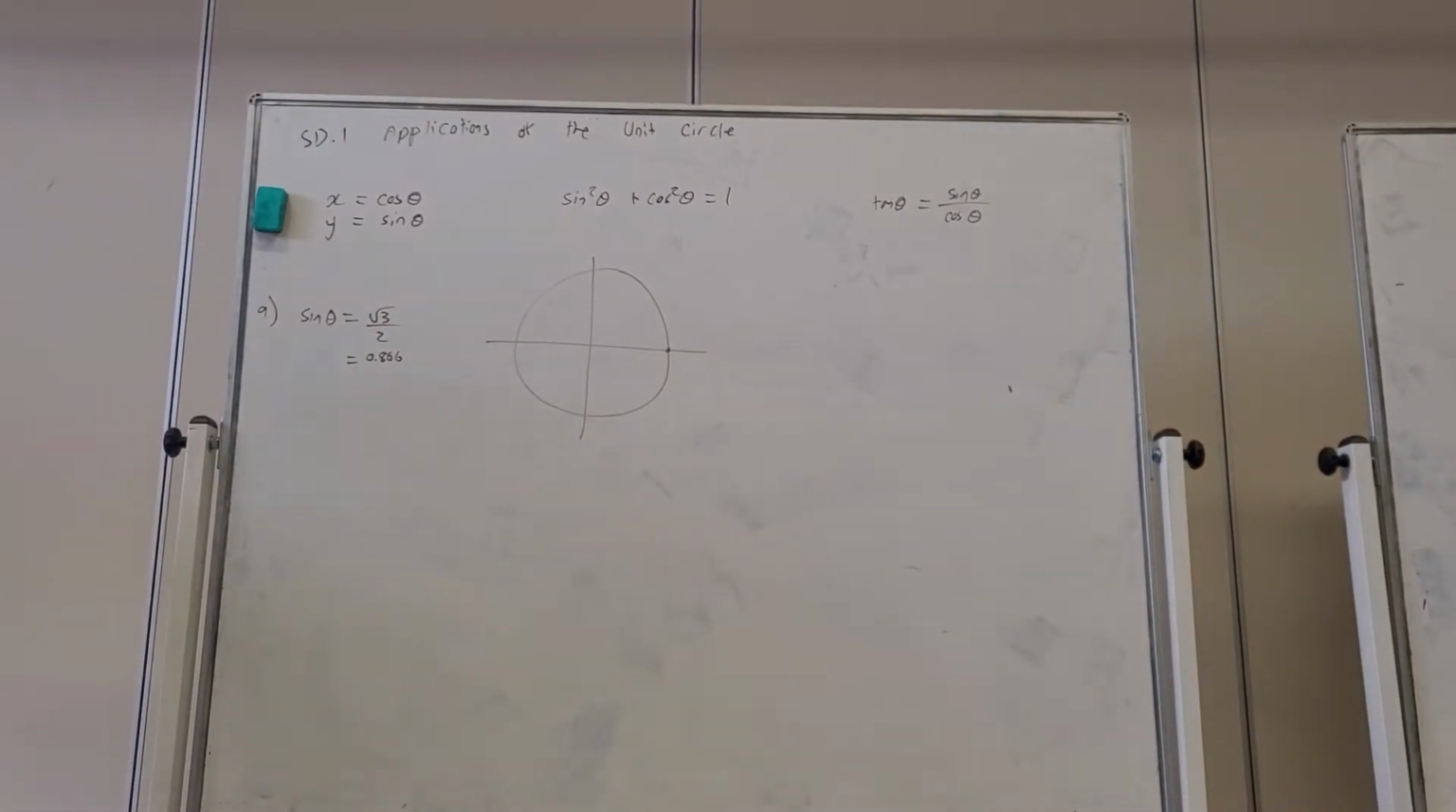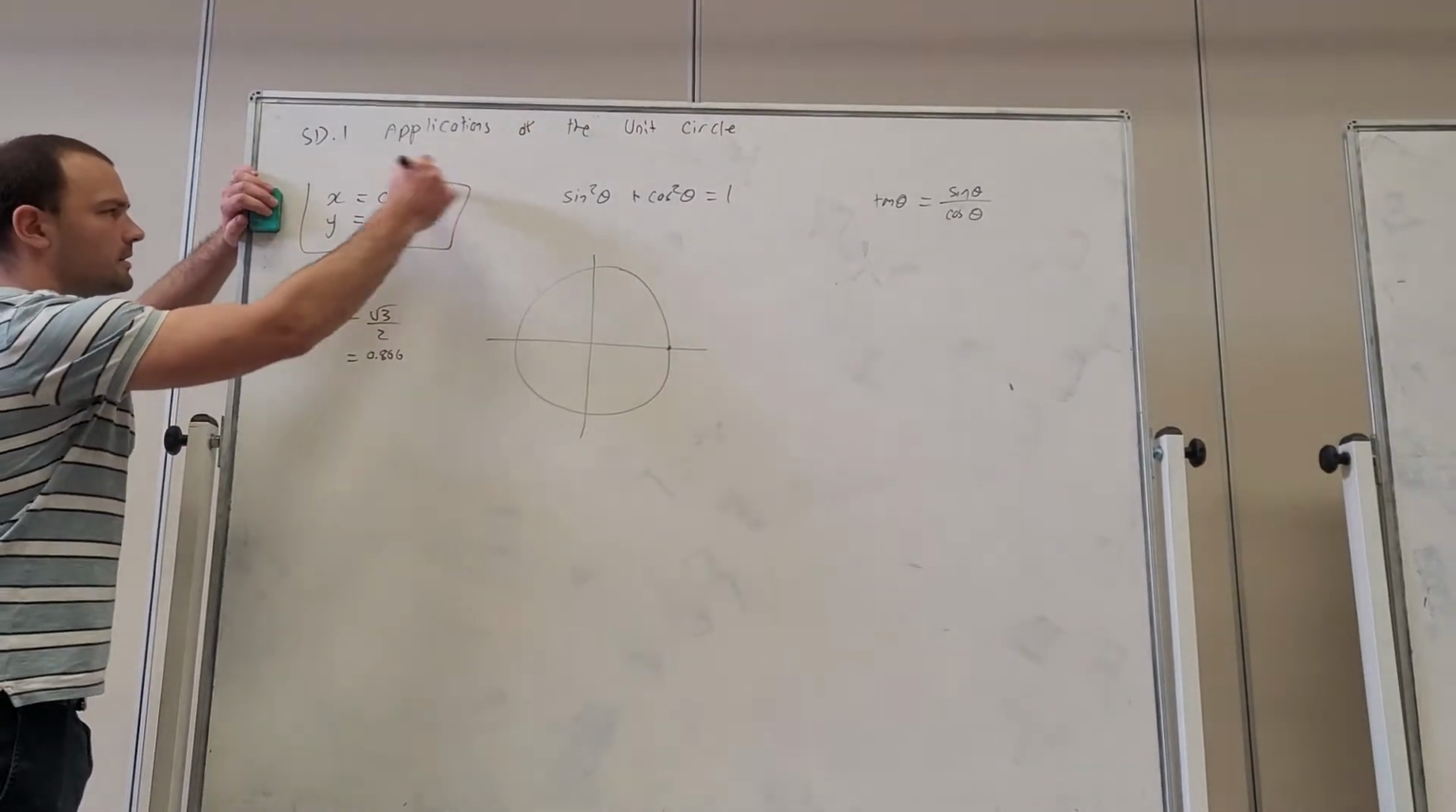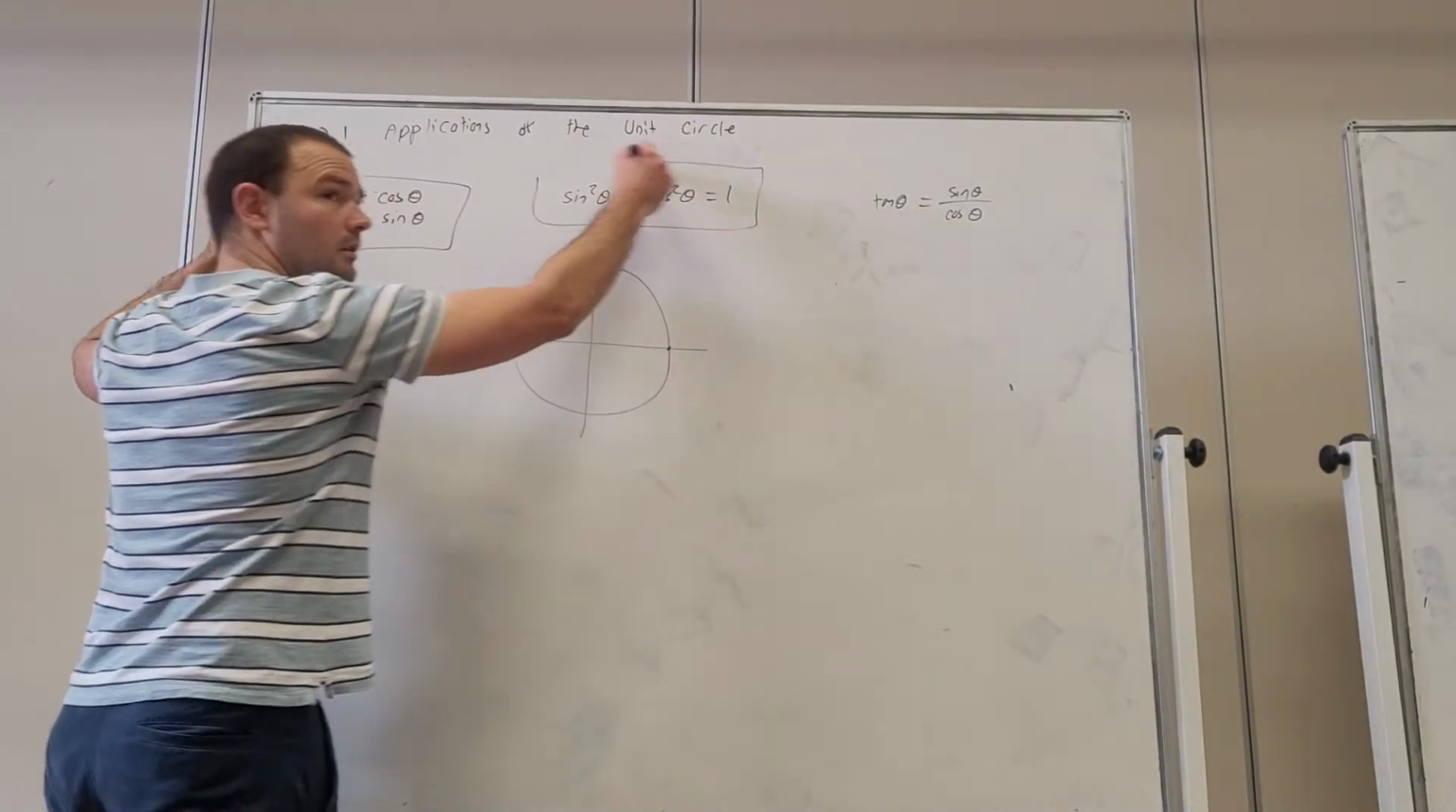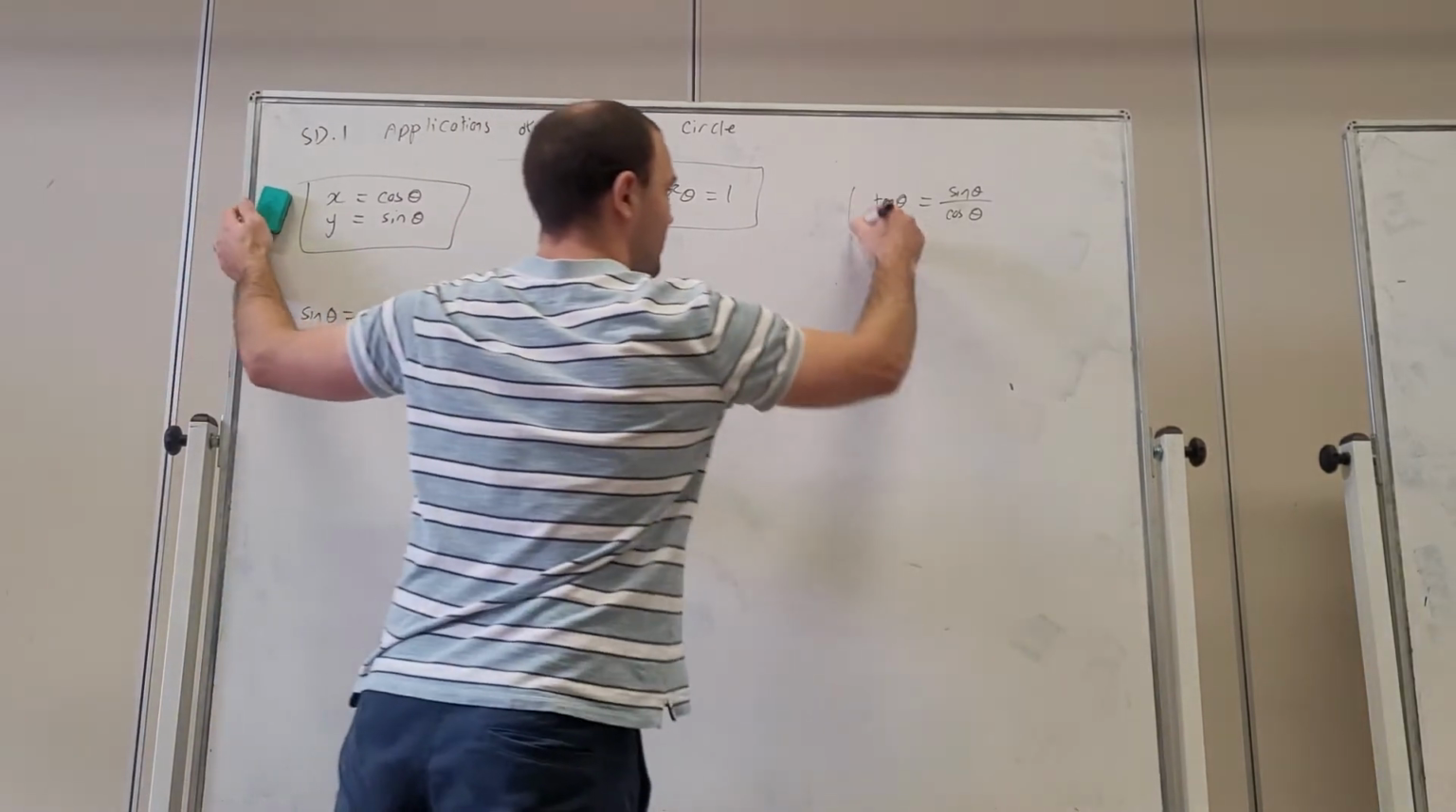First one says, find cos theta, given sine theta is root 3 on 2. So firstly, I've just drawn up here some things for us to remember. X is cos theta, y is sine theta.